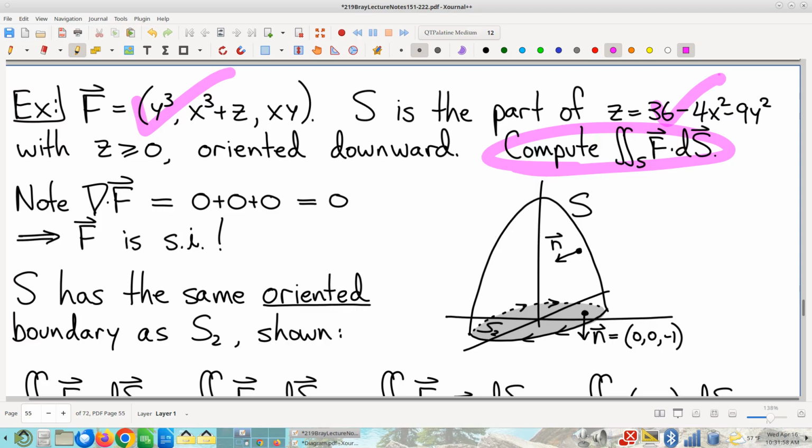But look how much easier it's going to be if we use this clever argument instead. And by the way, I easily could have made this example so that the plug and chug was intractable. So don't cling to the idea of being a plugger chugger. You definitely are going to need these powerful ideas. Okay, so here's what we're going to do. First thing we're going to do is make sure we understand the surface. Our surface here.